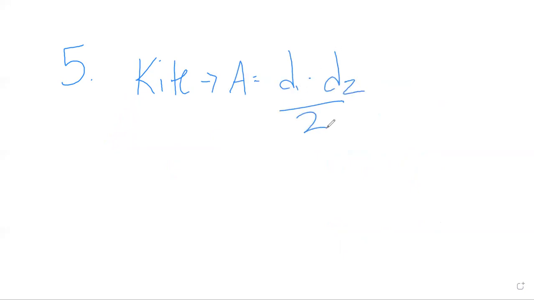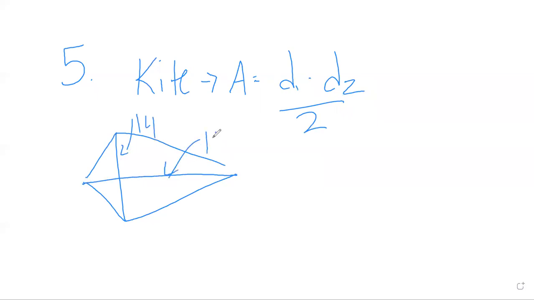Number 5, area of a kite. Remember that I said with a kite, the area is diagonal 1 times diagonal 2 divided by 2. In the picture for number 5, you have both diagonals. It gives you that one diagonal is 14, and the other diagonal is 17. So let's just fill them in. You've got 14 times 17 divided by 2.